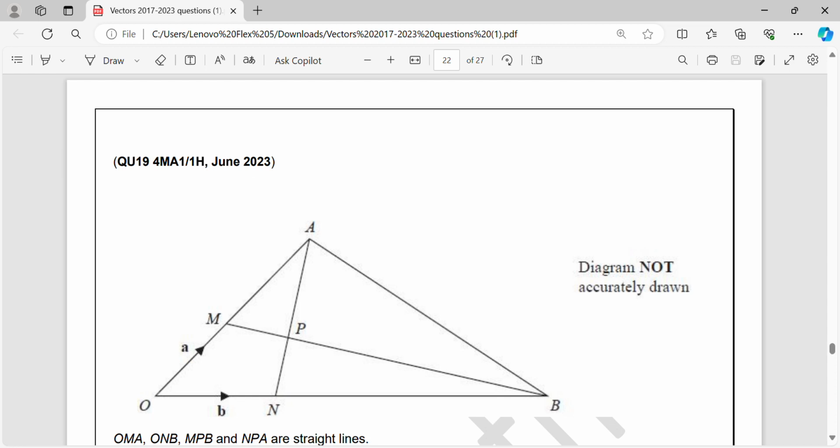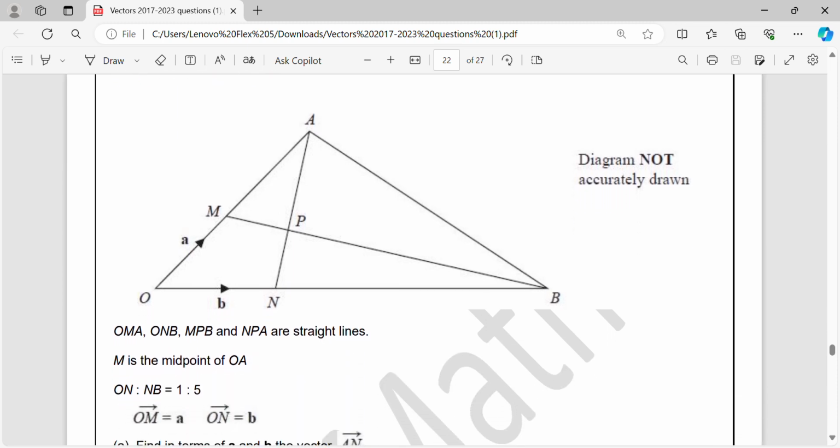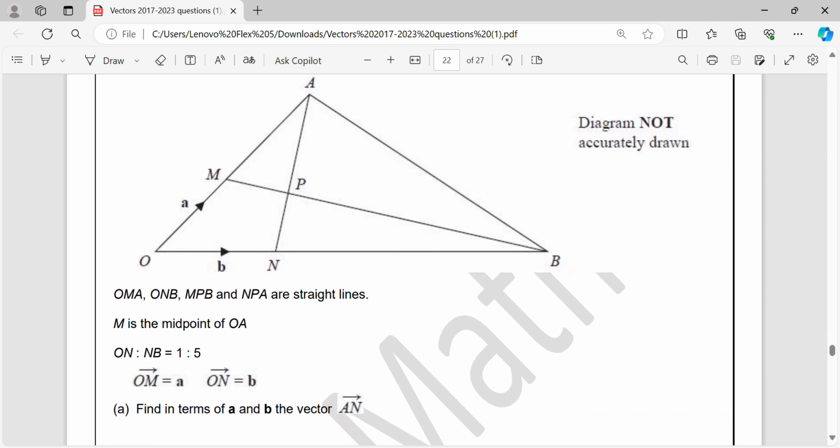This is question 19 from paper 1, 8 June 2023. It's a vector question. OMA, ONB, MPB, and NPA are straight lines. M is the midpoint of OA. ON ratio NB is 1:5. OM equals A and ON equals B. Find the vector AN in terms of A and B.